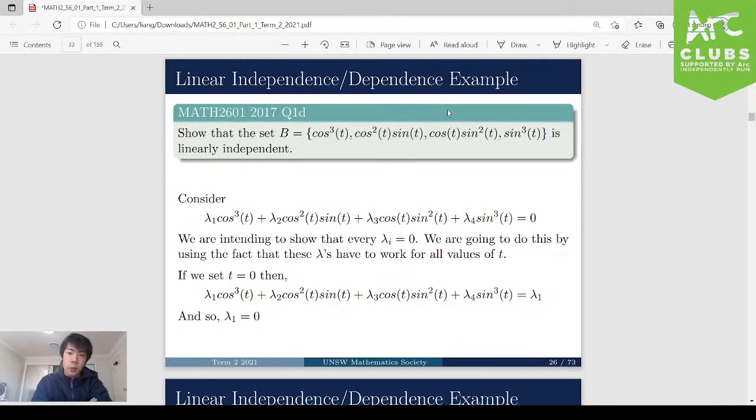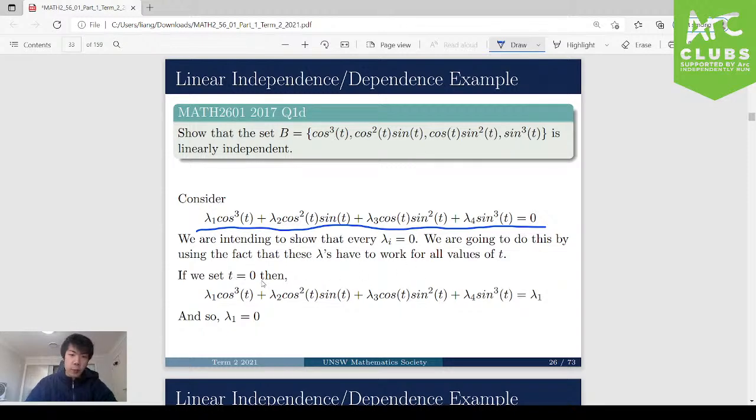To do this, we use a little trick here, and we use the fact that this line here has to be true for any value of t. So if this has to be true for any value of t, then I can just plug specific values of t in to force my way out and say that lambda 1 equals 0, lambda 2 equals 0, lambda 3 equals 0, and lambda 4 equals 0.